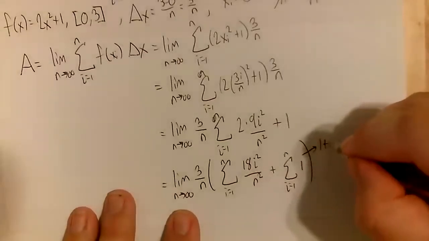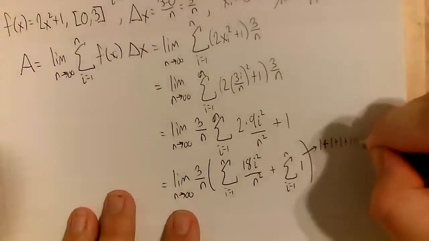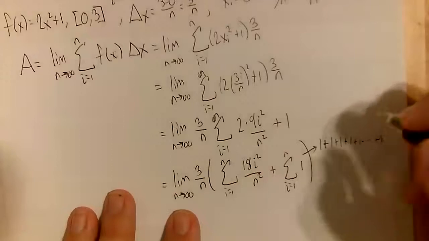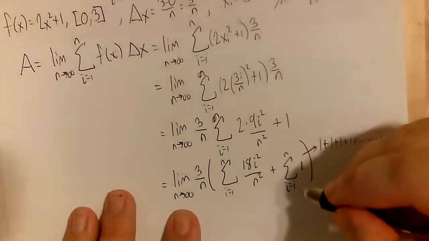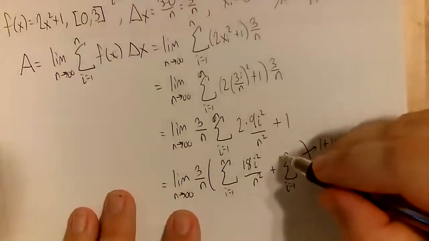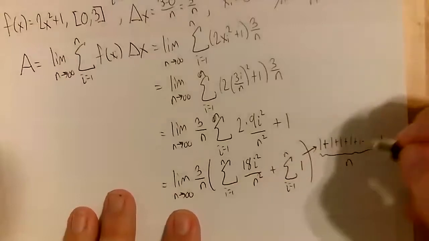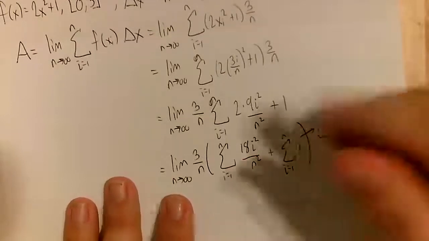So we can imagine this as 1 plus 1 plus 1 plus 1 plus 1, on and on and on forever, plus 1. Well, not on forever. We do it n times. We do it for every number from 1 to n. So we're adding together n ones. That means this is going to end up equaling n.